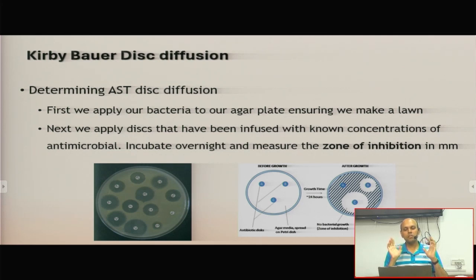The zone of inhibition is always measured in millimeters. That is the entire diameter of the circle in the inhibitory zone. This is always measured in millimeters, not centimeters. It's a very standard practice, and it can be interpreted using the EUCAST or CLSI guidelines for certain bacteria, and you can classify the organism as sensitive, resistant, or intermediate.